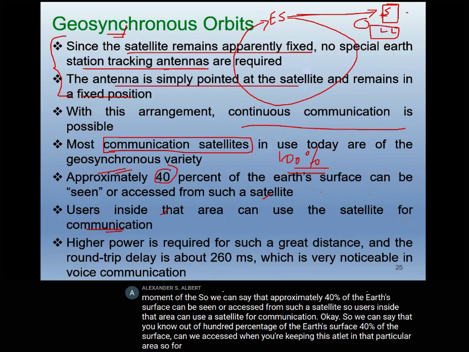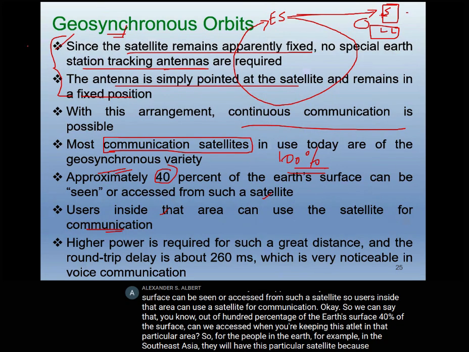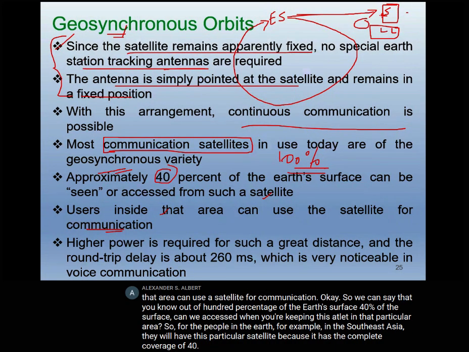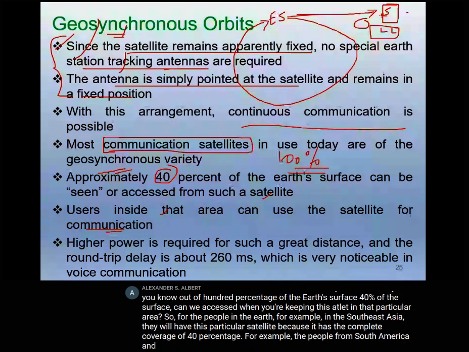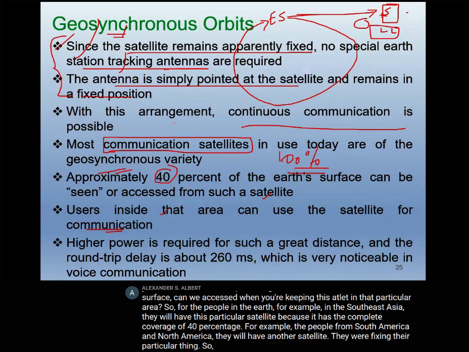So for the people on Earth, for example in Southeast Asia, they will have this particular satellite because it has the complete coverage of 40 percent. For example, the people from South America and North America will have another satellite. They will fix that, and that satellite will be used for access to that particular region.